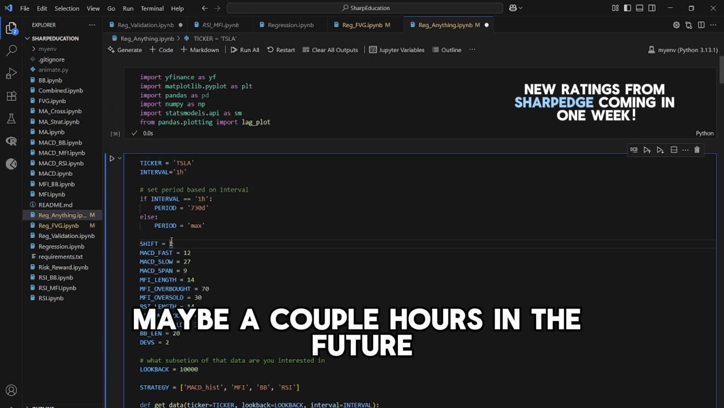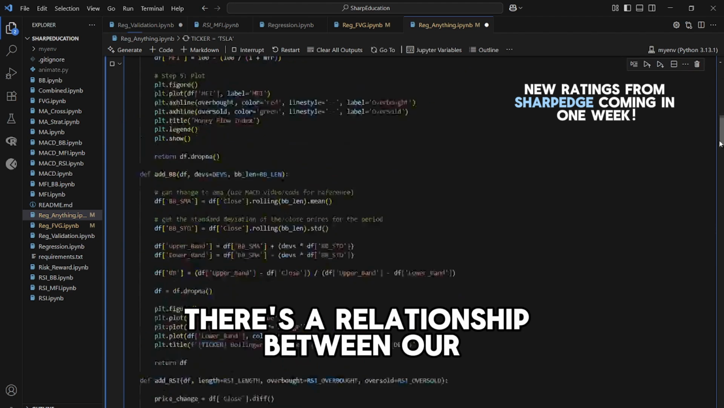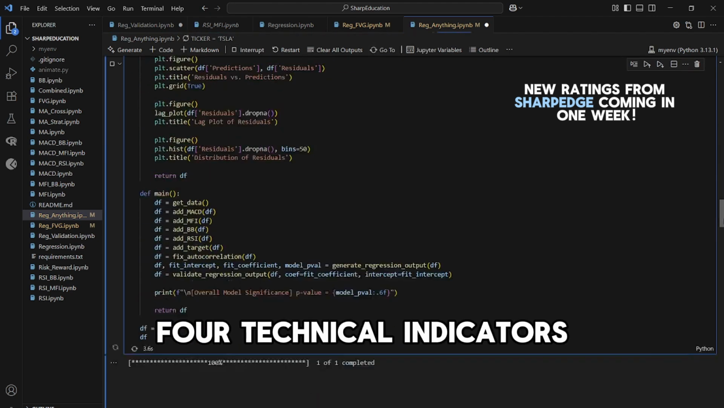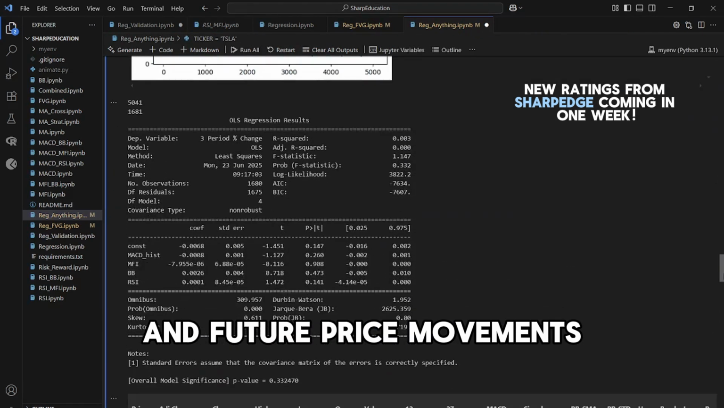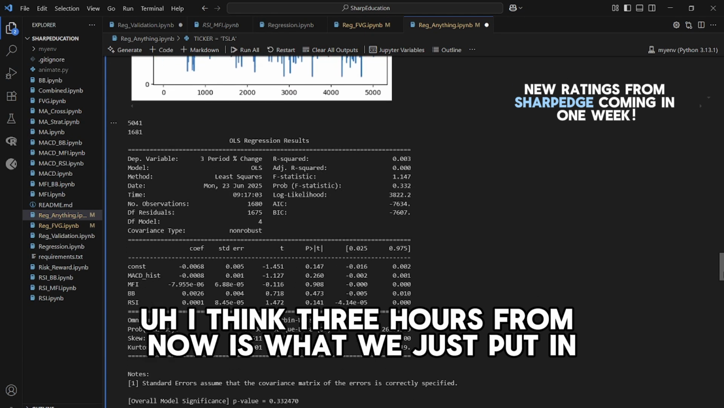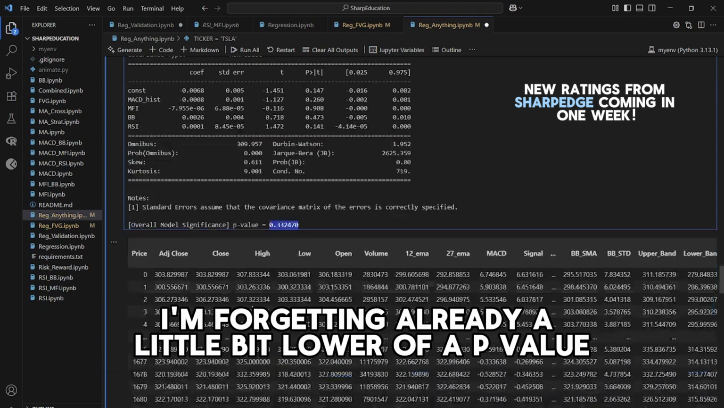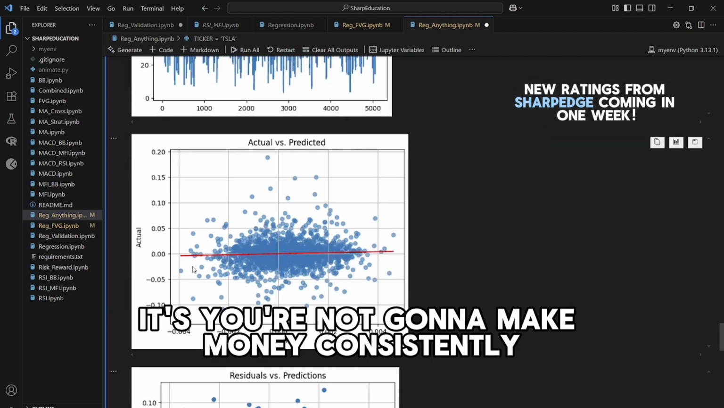Maybe a couple hours in the future, what if we did 3? Could we say there's a relationship between our technical indicators and future price movements? I think 3 hours from now is what we just put in. I'm forgetting already. A little bit lower of a p-value, but just look at this correlation here.